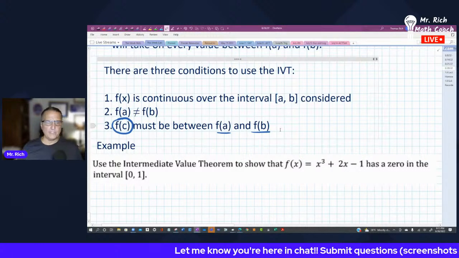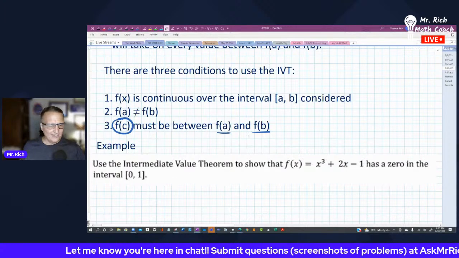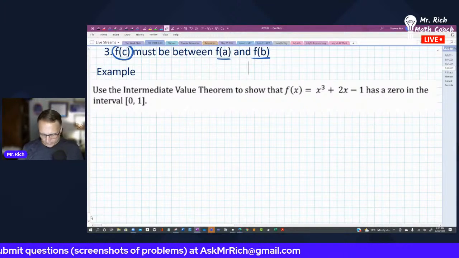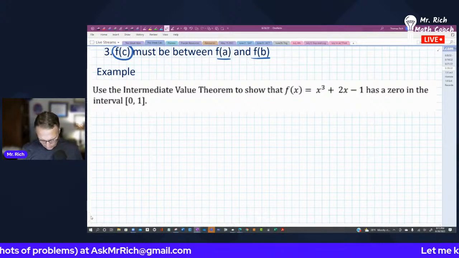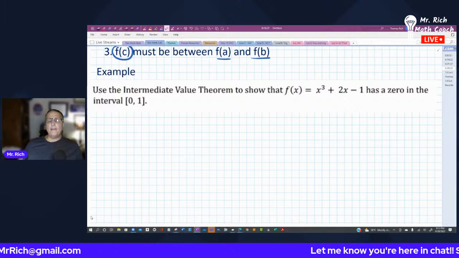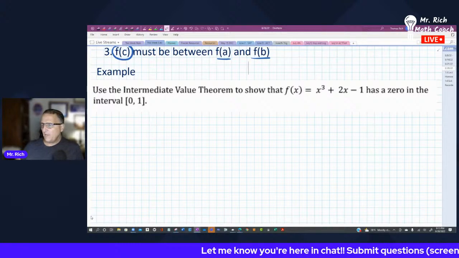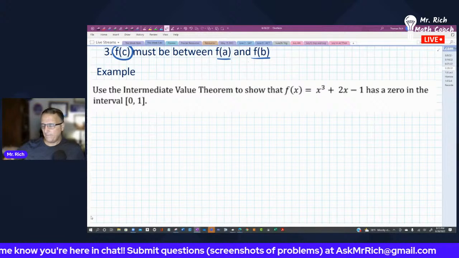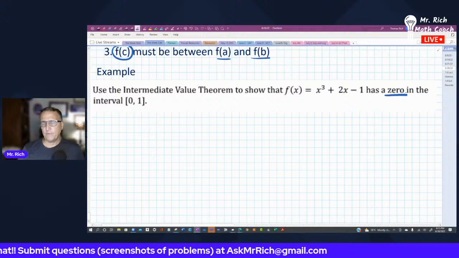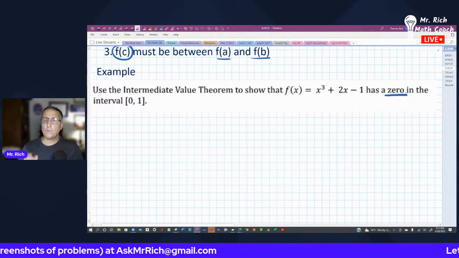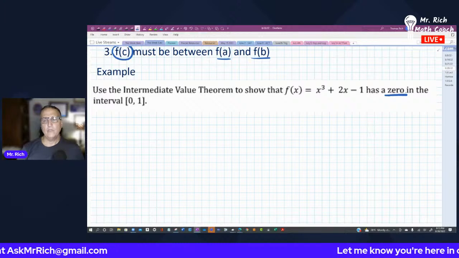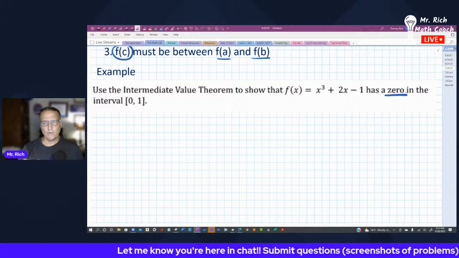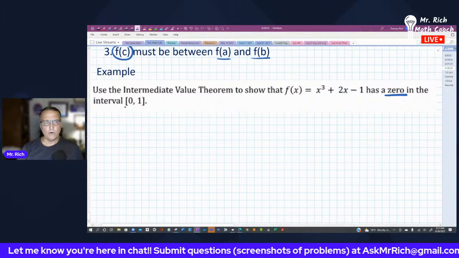All right, so let's see how we might use this. I think this will probably be our last problem for tonight. So here's the example. Use the intermediate value theorem to show that f of x equals x cubed plus 2x minus 1 has a 0 in the interval 0 to 1. Okay, so has an x crossing, right? That's what we mean by having a 0. This is one of the great uses for the intermediate value theorem, because we use this to show whether that function right there crosses the x-axis somewhere between 0 and 1.